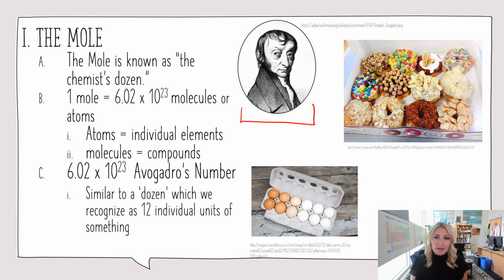We use this term in chemistry similar to how we would use the term dozen when we're talking about donuts or eggs. If I said I had a dozen donuts, you would know that I'm saying we have 12 individual donuts within that dozen. So when I say that I have 1 mole of a substance, I'm saying that I have 6.02 times 10 to the 23rd atoms of that substance.